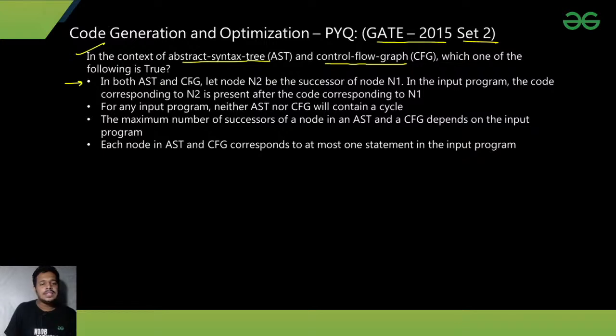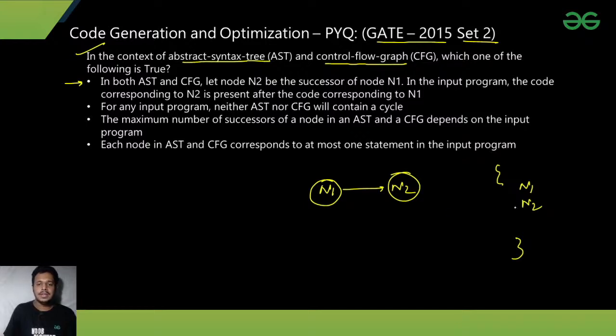In both AST and CFG, let node N2 be the successor of node N1. N2 being the successor of N1 means N1 is the predecessor and it is going forward to N2. In the input program, the code corresponding to N2 is present after N1. It means in the code itself N2 should be after N1, so N1 should be before and N2 after. But this statement is not always correct.